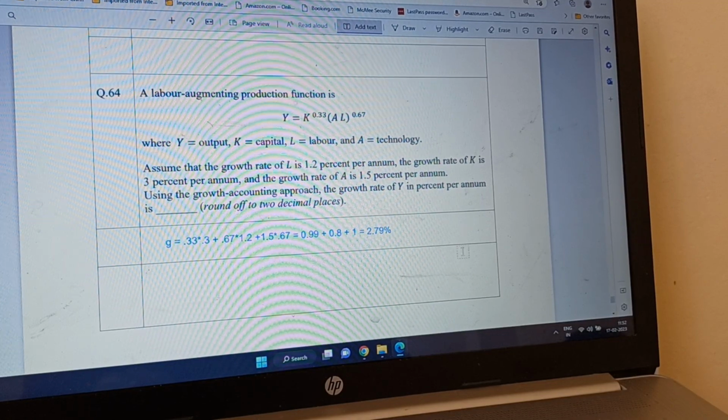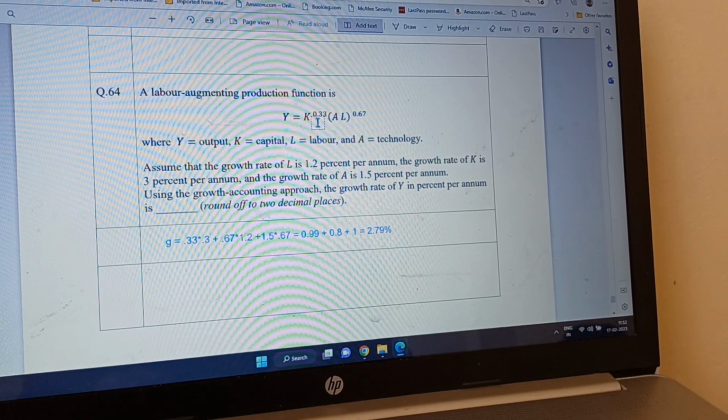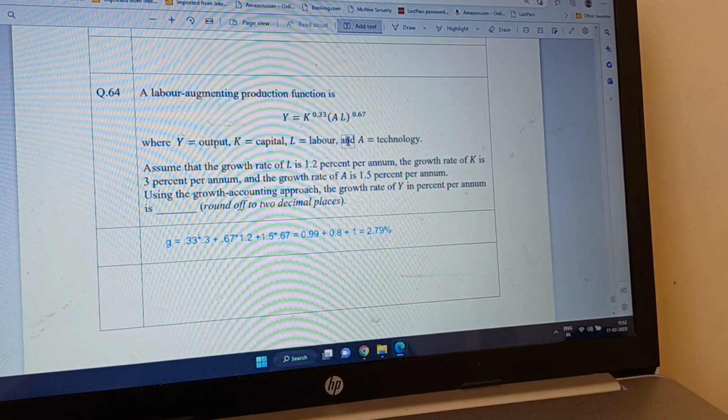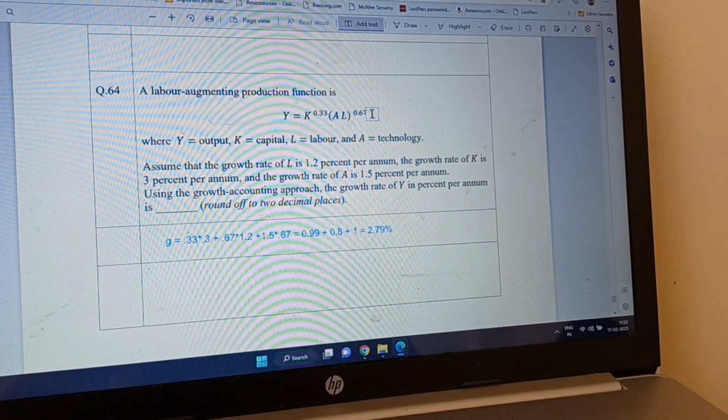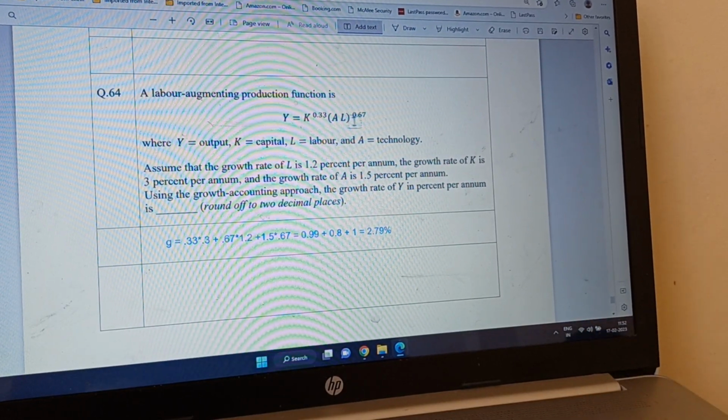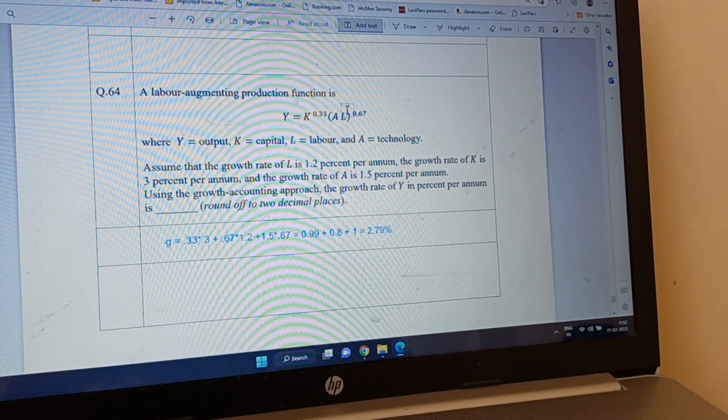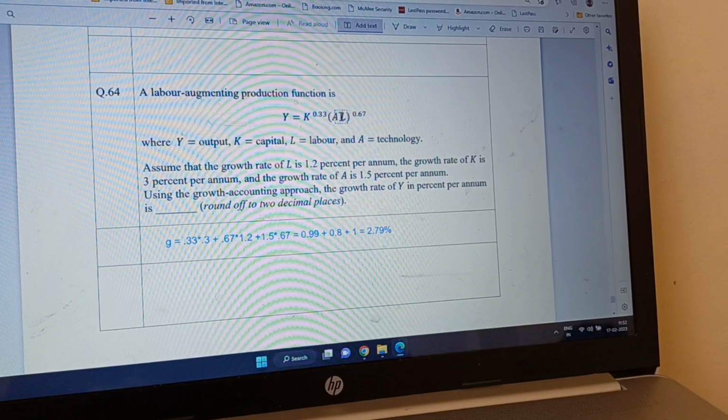A labor augmenting production function is given by y is equal to K to the power 0.33 times (AL) to the power 0.67. It's not only that A is outside; A is within the parenthesis. So this exponent 0.67 will apply to A also.